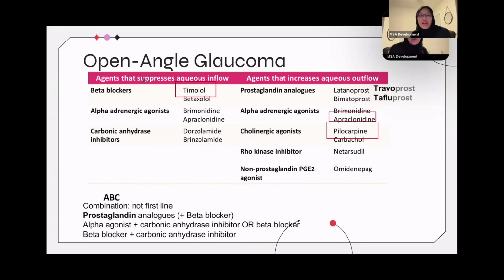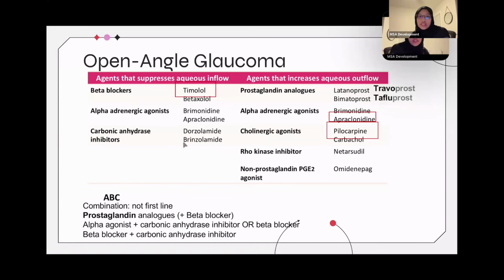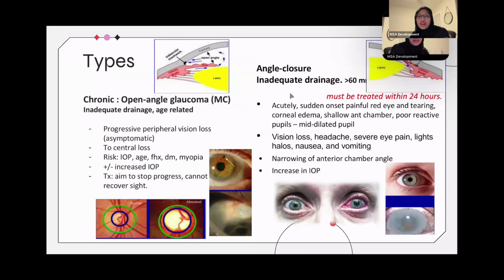Now, in open angle glaucoma, the ones in red boxes, ignore them. The ones in red boxes are for angle closure glaucoma. For open angle glaucoma, first line, again, we do not want to use a combination for someone who has a chronically progressing disease. You just want one drop, like once daily. So the first line for open angle glaucoma is prostaglandin analogs, which increase that outflow.